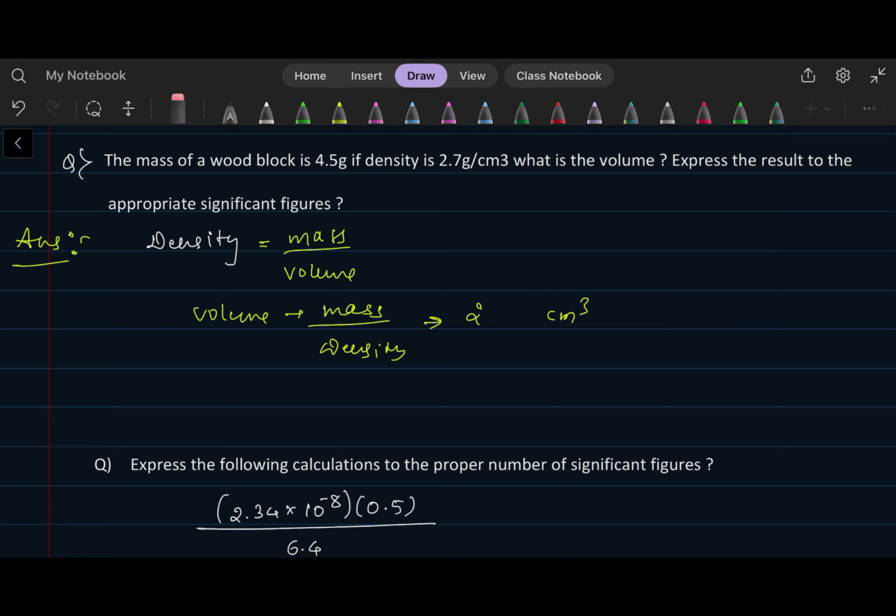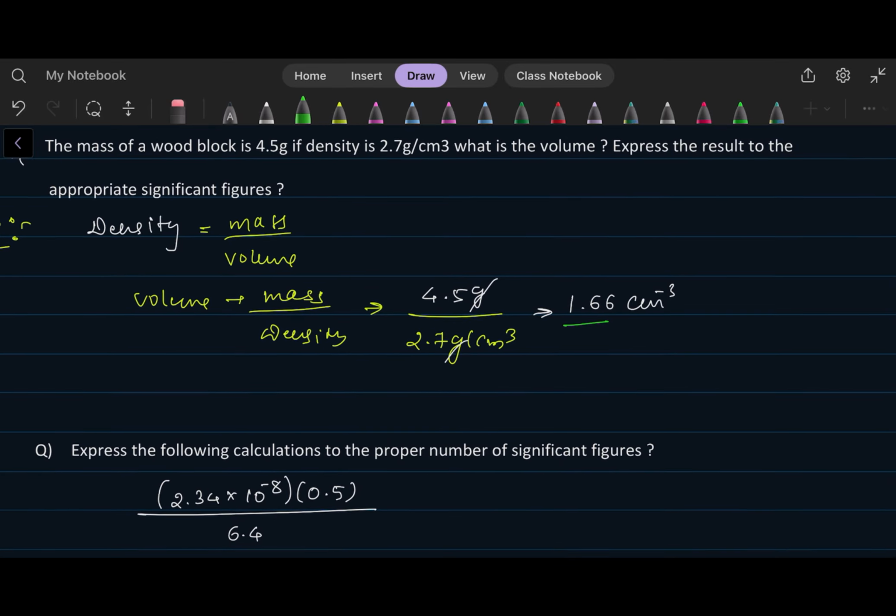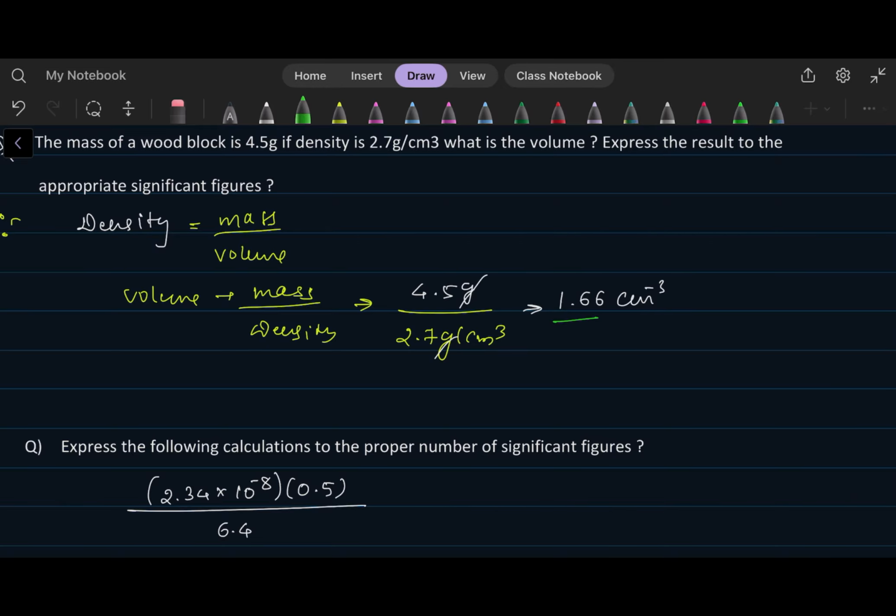It is density actually, 2.7 gram per centimeter cube, and mass they have given 4.5 gram. Gram gets cancelled, you will get 1.66 centimeter cube. And here the value, I just want to convert into least significant figure from numerator as well as denominator. Numerator we have 2 significant figures, denominator we have 2 significant figures.